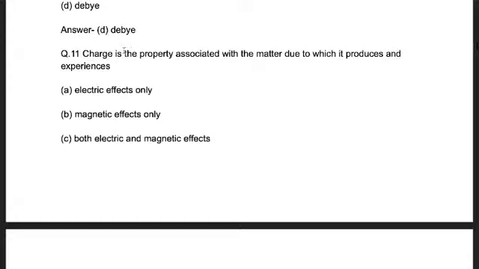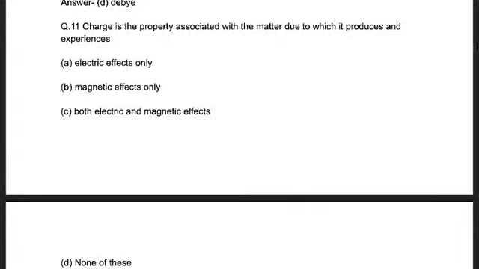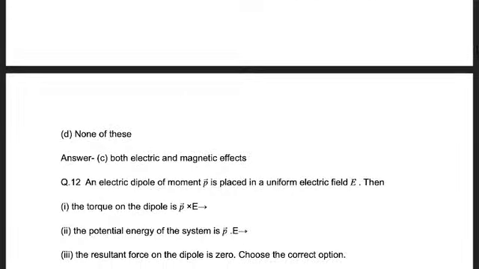Question number 11. Charge is a property associated with matter due to which it produces and experiences: A. Electric effects only. B. Magnetic effects only. C. Both electric and magnetic effects. D. None of these. Correct. Your answer is C, both electric and magnetic effects. Question number 12.